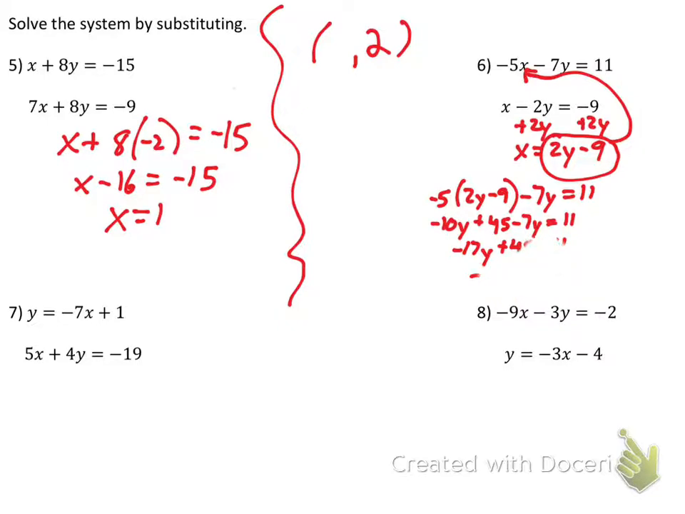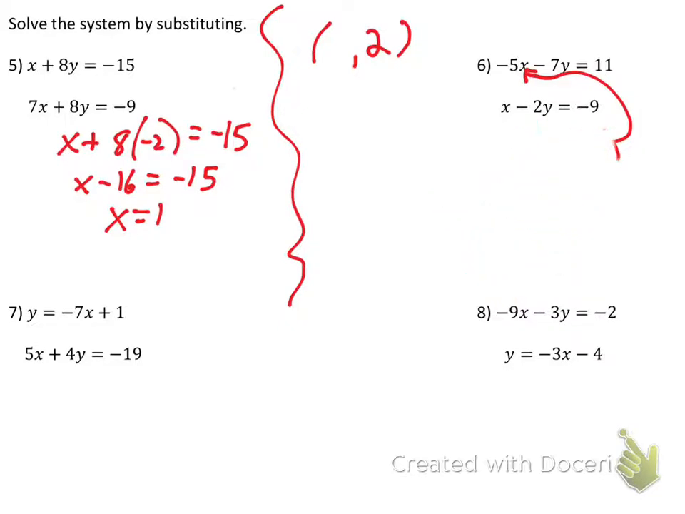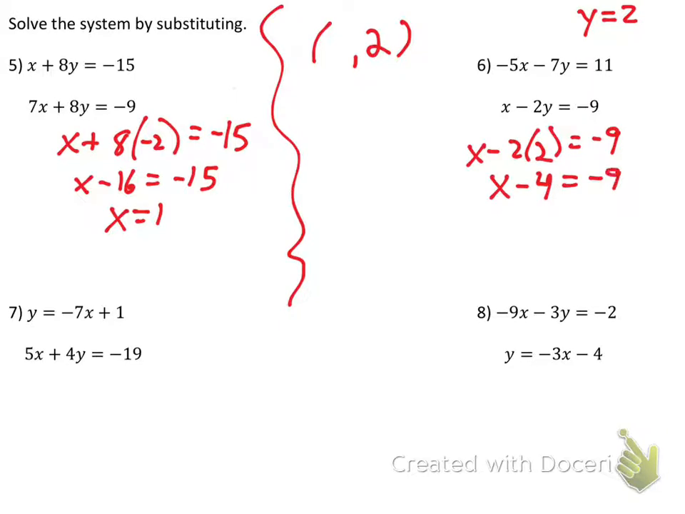Remember, you keep your work. I'm just doing this because I'm running out of room. But now I can take this 2, if y equals 2, and I can plug it in for either one of these equations. I'm going to pick the second one because it looks easier. So x minus 2 times 2 is equal to negative 9. So x minus 4 equals negative 9. Going to add 4 on each side, so x will then equal negative 5. So my final answer is negative 5, 2.